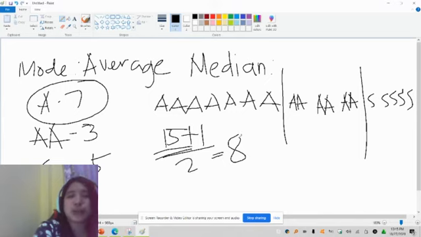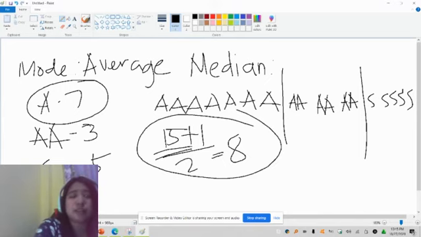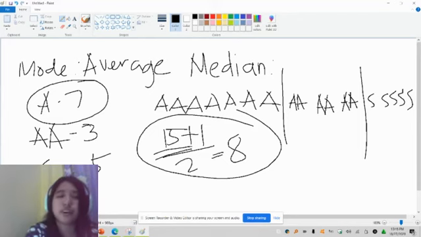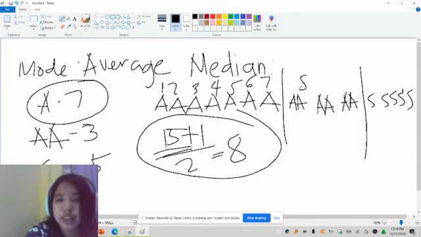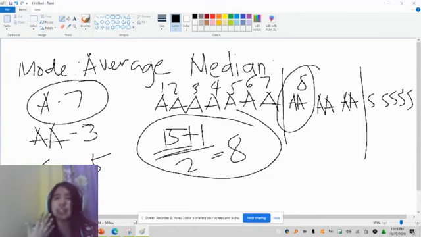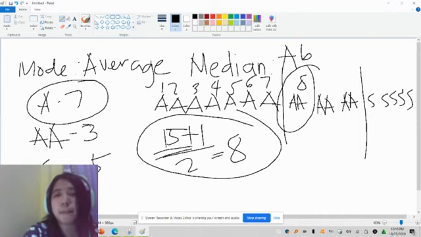Actually, you can do this first and then using the frequency, you can instantly identify the 8th term, because 7 is A, I mean 7 A, then the 8th term is AA. Or if you want to do counting, 1, 2, 3, 4, 5, 6, 7, 8. The 8th term is AA. So which means the median is above average.